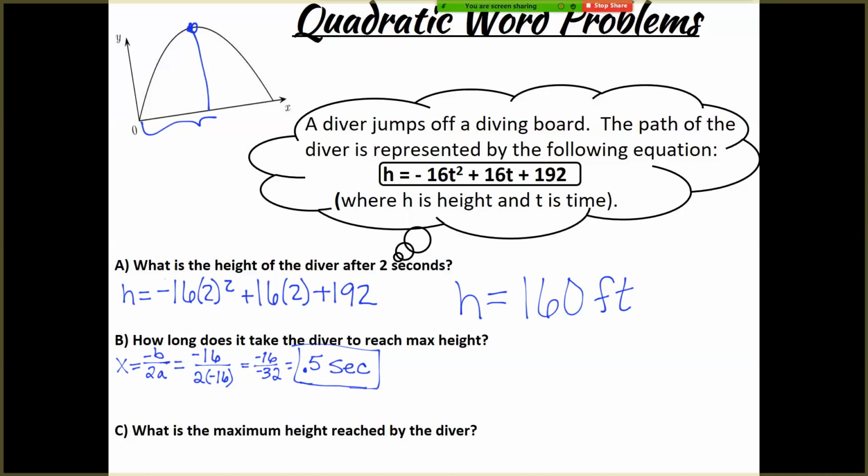To figure out what that maximum height is, we're going to take the 1/2 a second and plug it in for the time. So negative 16 times 0.5 squared.